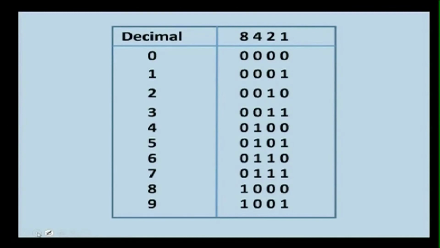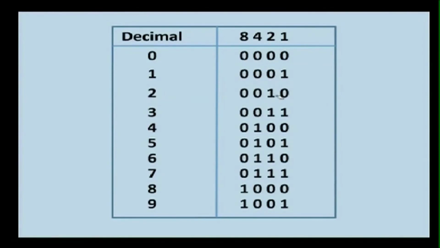In the table, I have shown how a decimal number can be written in the 8421 BCD code, or number, whatever we call it. We can see 0 as 0000, which means 1 into 0, 2 into 0, 4 into 0, 8 into 0. That will give you 0 only. If you take the decimal number 1, it is only 1 into 1. So you get a 1 here only. All the other numbers are 0.